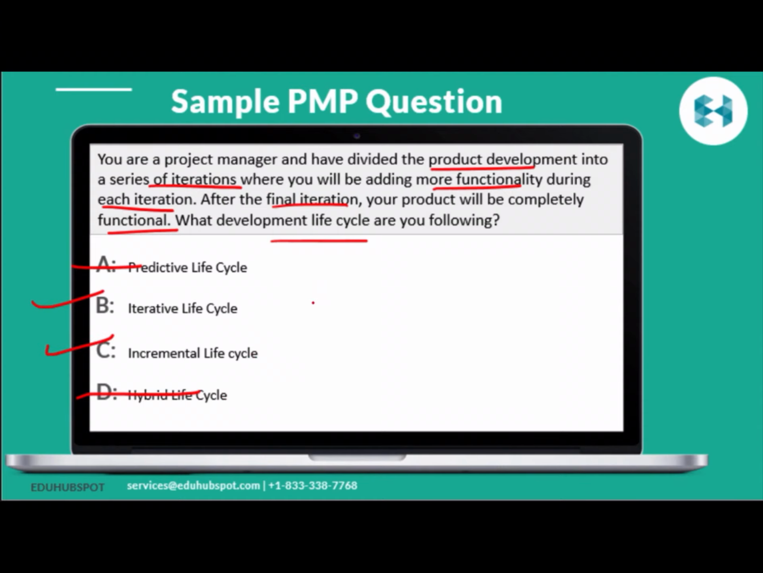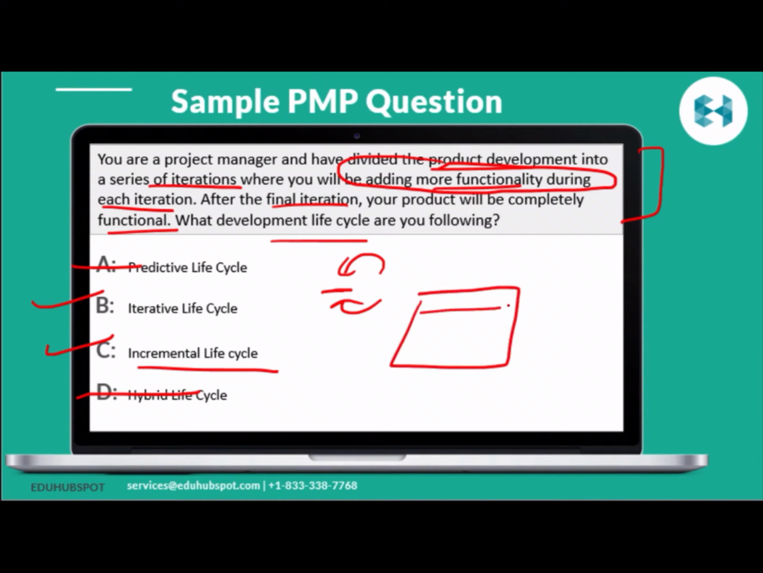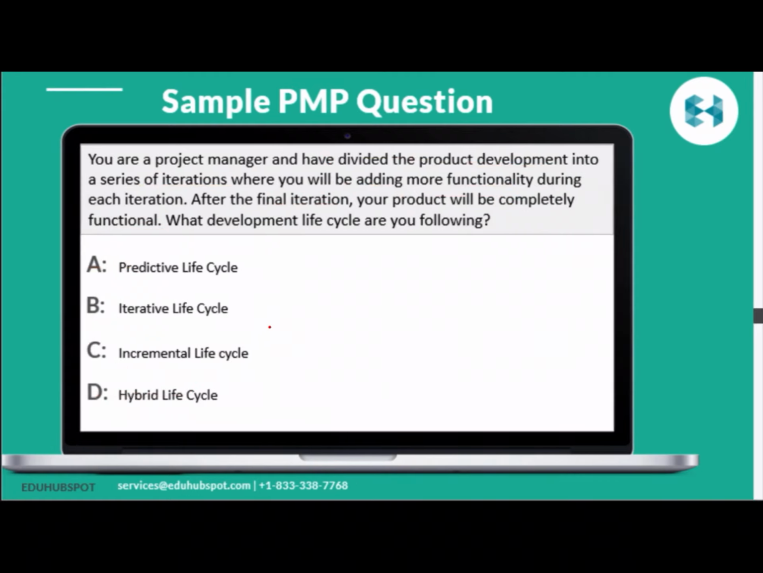Now, if you remember, what was the iterative life cycle? You work on something, then you keep on working on that particular aspect until it is perfect. Do you see anything like this in the question? Are they saying they are working on one thing and refining it, making it better and better? In fact, what they said is that you're adding more functionality during each iteration, which is the incremental life cycle. If you remember my construction example, this was my building. I first launched this floor, then the second, then the third, then the fourth floor. I was adding more and more functionality after every iteration. So your perfect answer is the incremental life cycle.